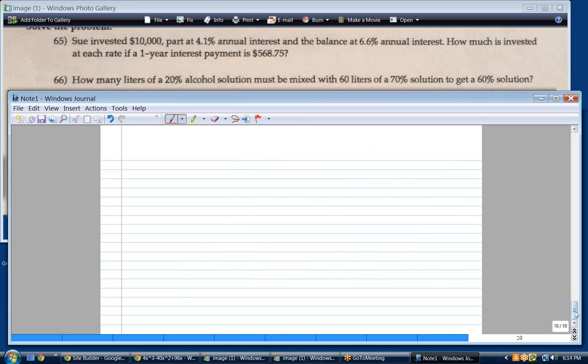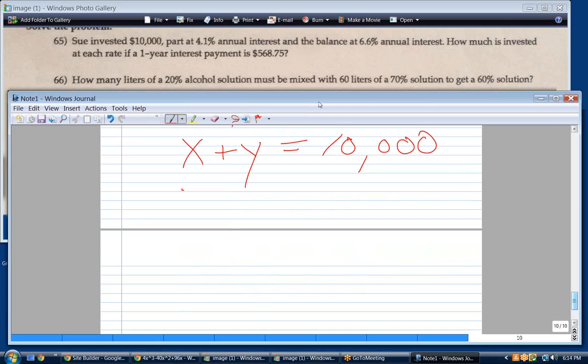Okay, there's one equation. We can't solve it from that. But we know that the second equation, if she earned a total of this amount of interest, well, how much interest did she earn on the x portion? Let's say she put $4,000 in here. How much interest would she have earned? X times what?